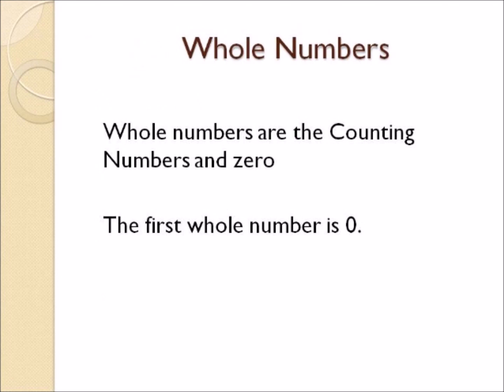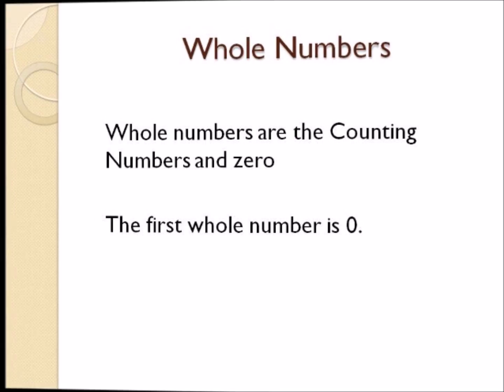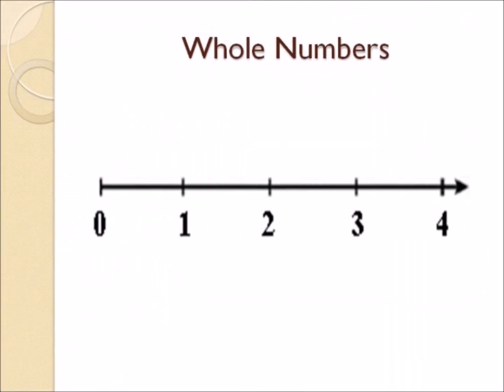Now, whole numbers. Another type of real numbers. Whole numbers are the counting numbers and 0. I'll repeat that. Whole numbers are the counting numbers and 0. So the first whole number is 0. So the whole numbers are 0, 1, 2, 3, 4, 5, 6, 7, 8, 9, 10, 11, 12, 13, 14, 15, 16, 17, 18, 19, 20, and so on. Remember, the first one is 0. So those are your whole numbers.